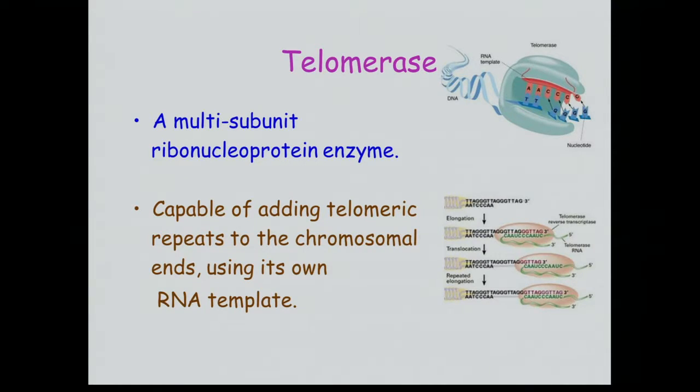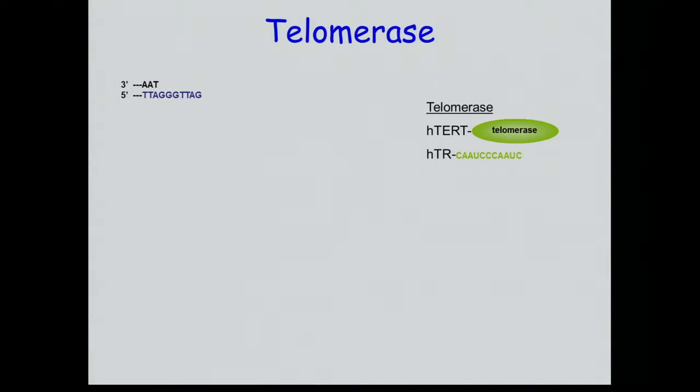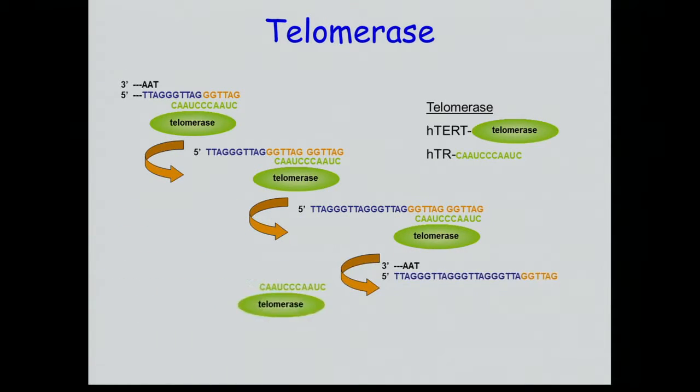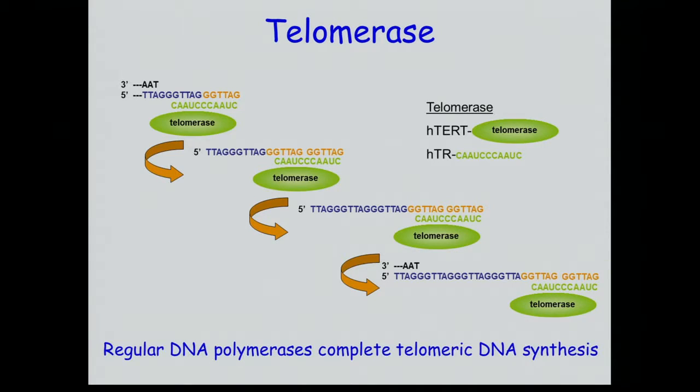It's a reverse transcriptase. That means it's an enzyme that takes RNA and makes it into DNA, and it uses its own template to do that. It works something like this. If you have the end of a chromosome, you see the repeats, telomerase will come and use its own green RNA as a template to synthesize one repeat, and then move aside, synthesize another repeat, move aside, synthesize another repeat, and so on and so forth. And eventually, you have to synthesize the other strand of the DNA, and this is done by the regular machinery that synthesizes DNA.